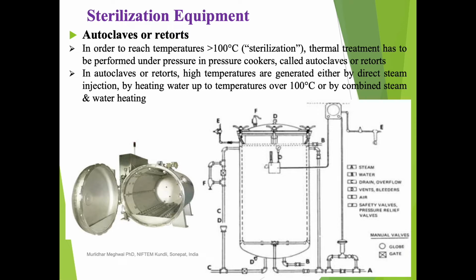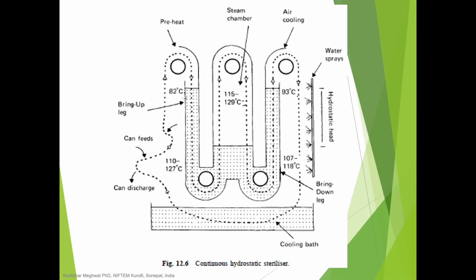So this is the set of equipment. We call it an autoclave or retort. Here you can see this open vessel. Here I can fill the cans, and once everything is loaded, it is locked, and then steam is filled, and that steam will help to do the sterilization. So this is the diagram.